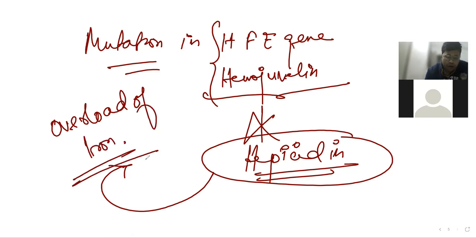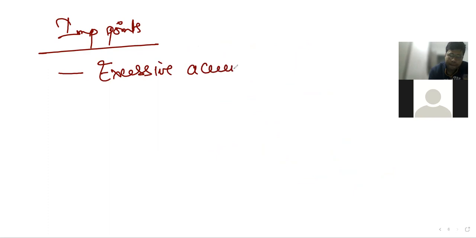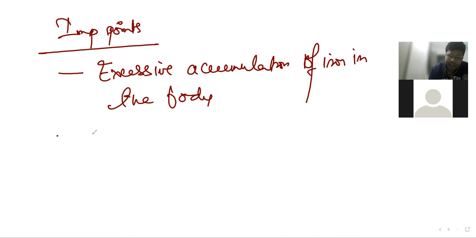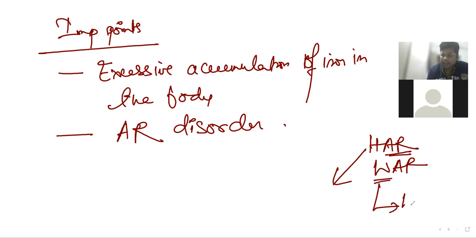Okay? So this is hemochromatosis. What are the important points we need to know? It is characterized by excessive accumulation of iron in the body. Then, it is an autosomal recessive disorder, and this also has to be remembered. Hemochromatosis is autosomal recessive. Even Wilson disease is also autosomal recessive.